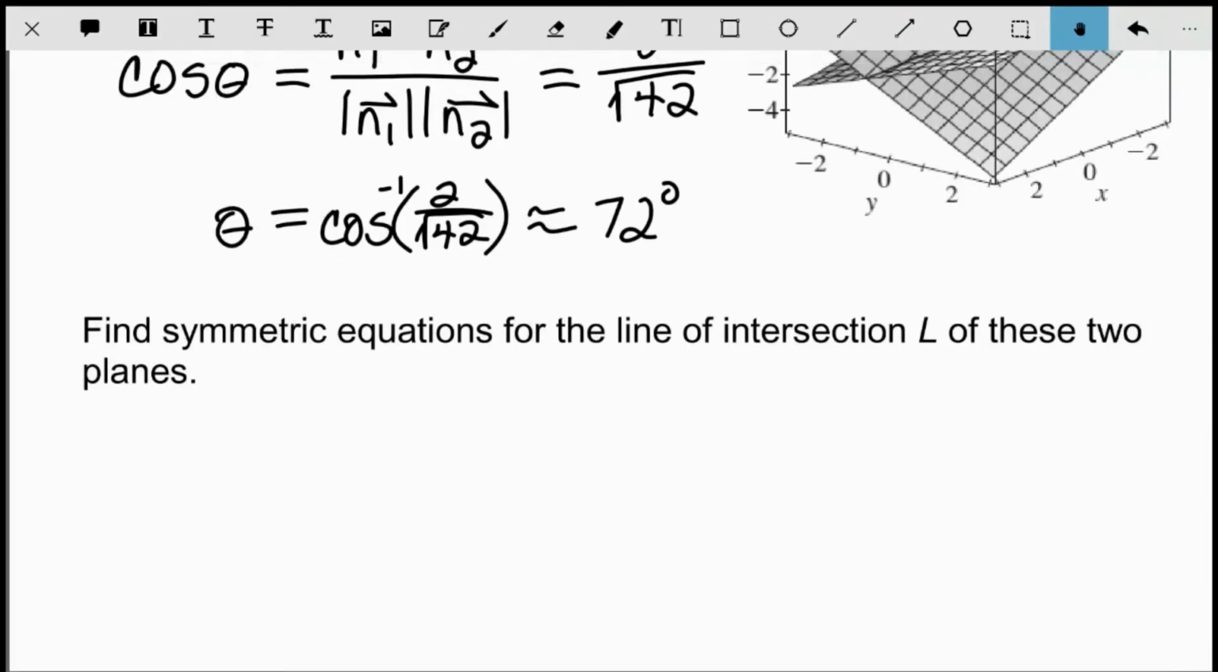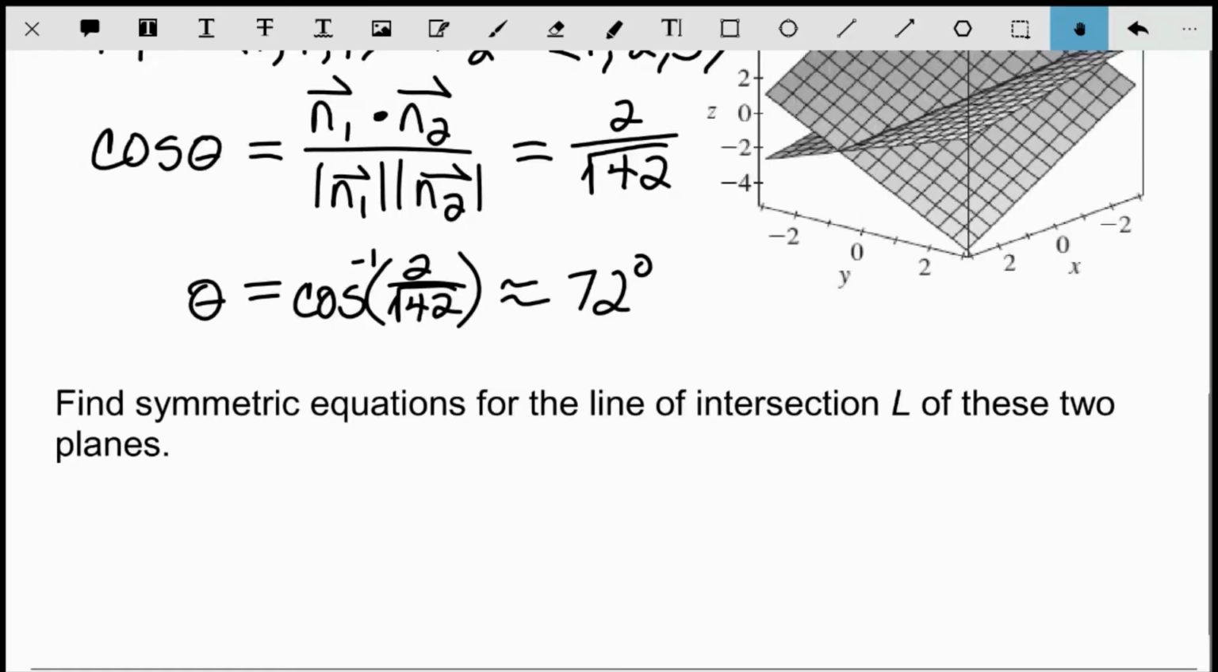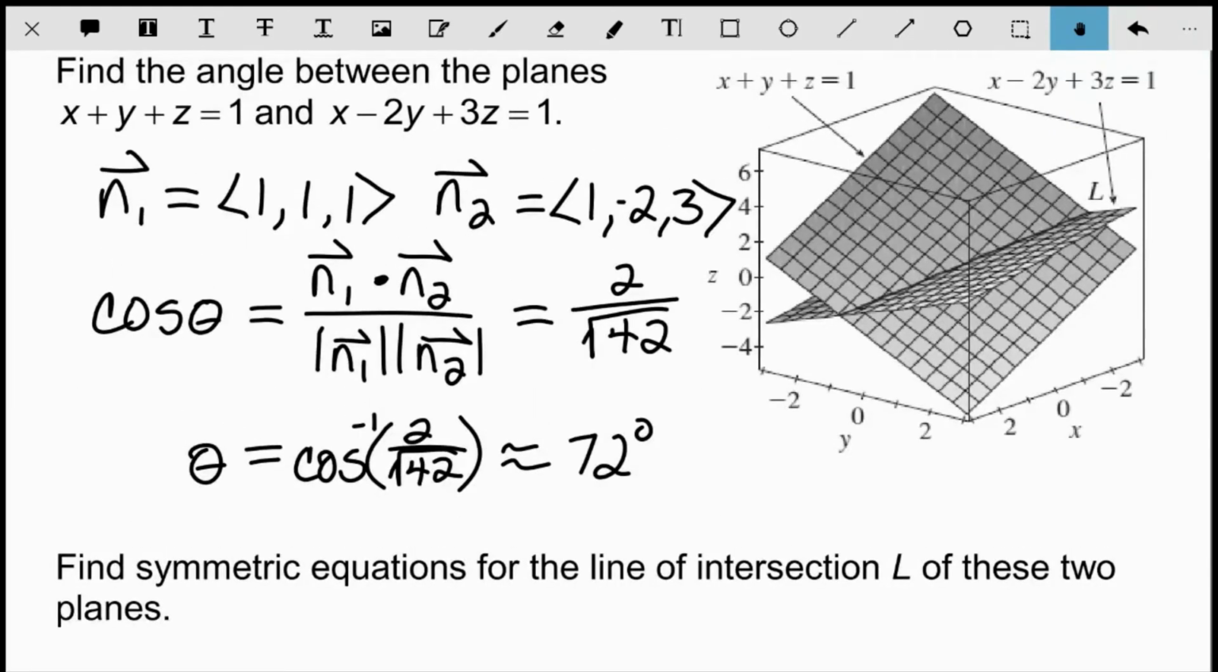Okay, so the next question says find symmetric equations for the line of intersection, which we're going to call L, of these two planes. So the same two planes, we want to find symmetric equations for the line of intersection. You can see in the diagram how they intersect in a line. Okay, so what we have to figure out is how we are going to find that information. When you're thinking about the equation of the line, we've got to have a point that is on the line.